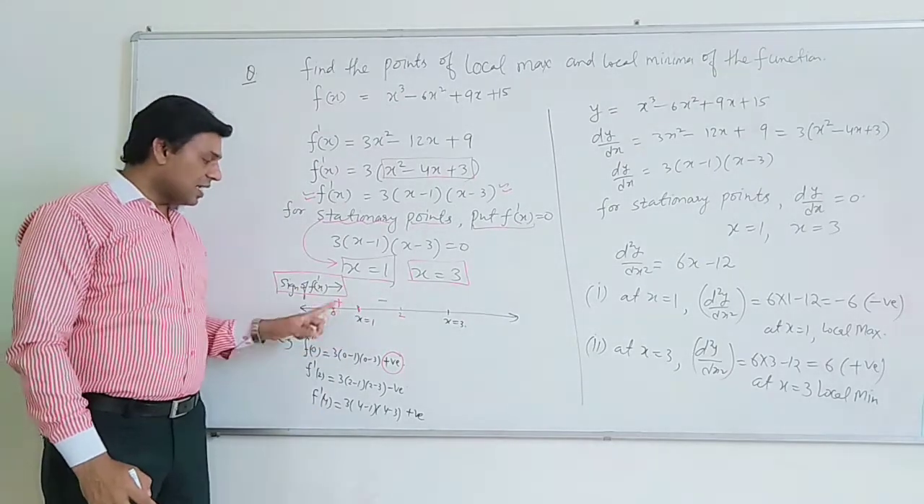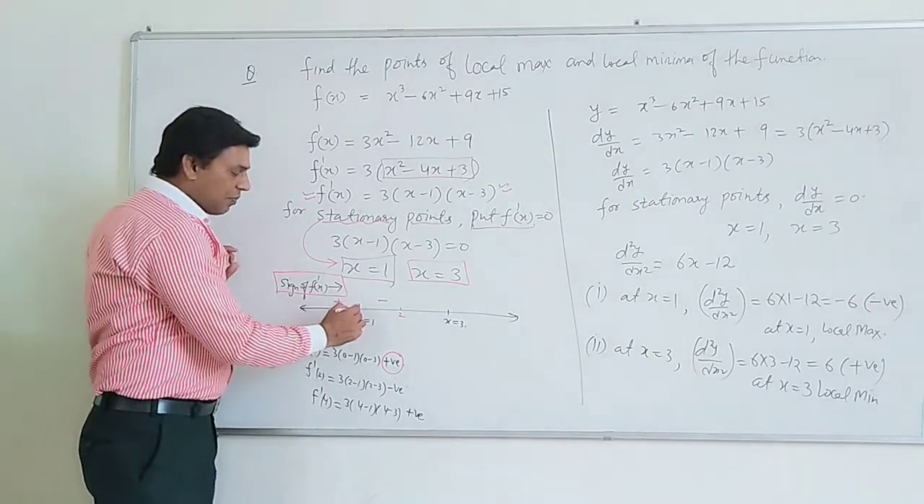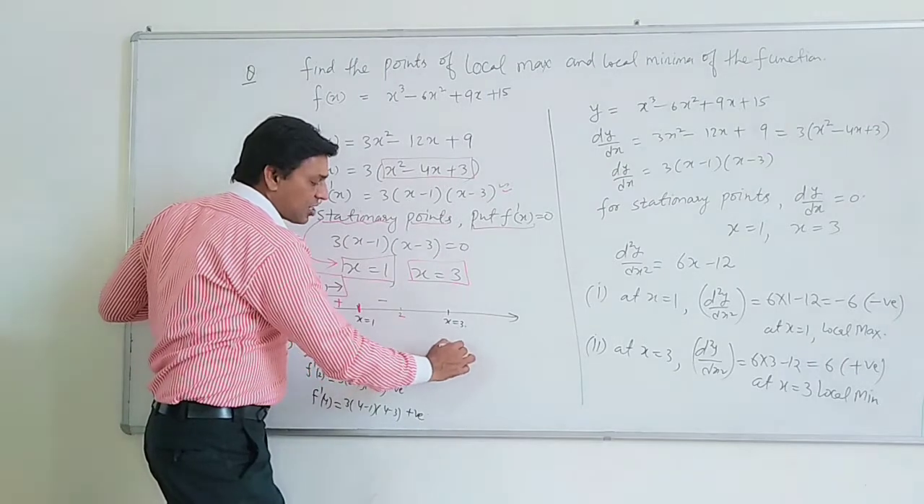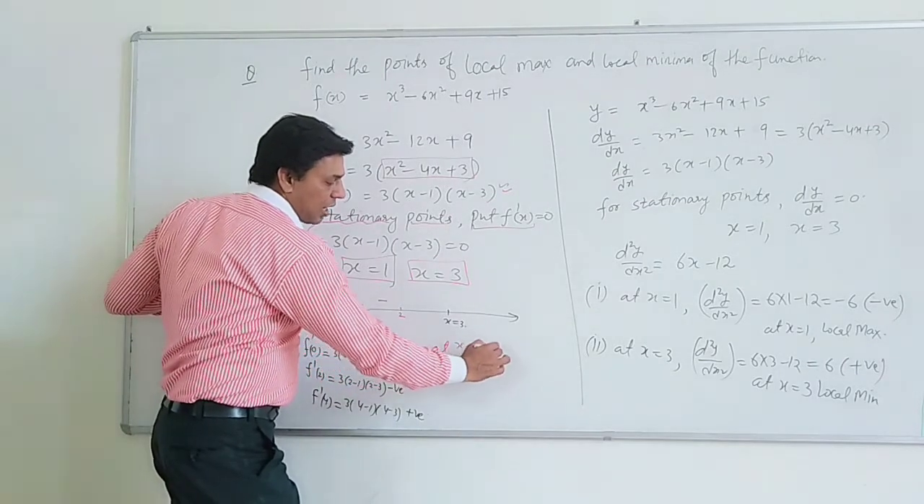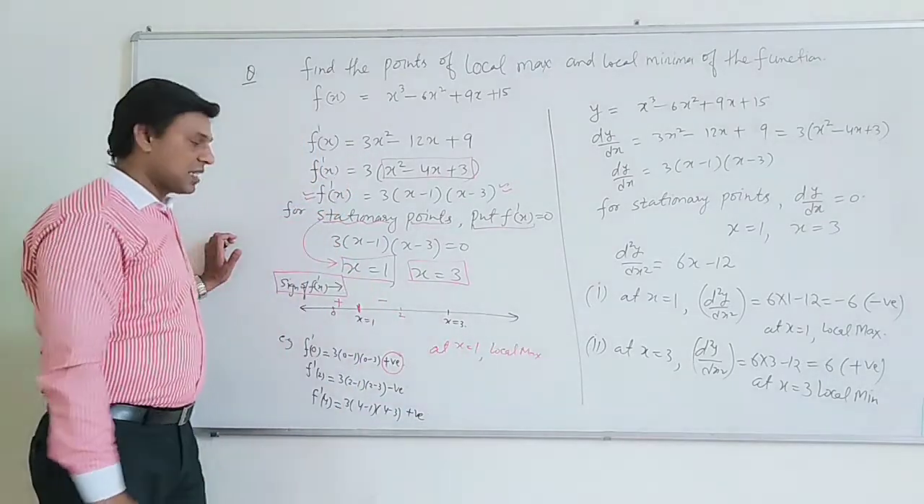So see, the sign is changing from plus to minus. So this is the point of local maxima. So I can write at x is equal to 1 local maxima. So this is local maxima.